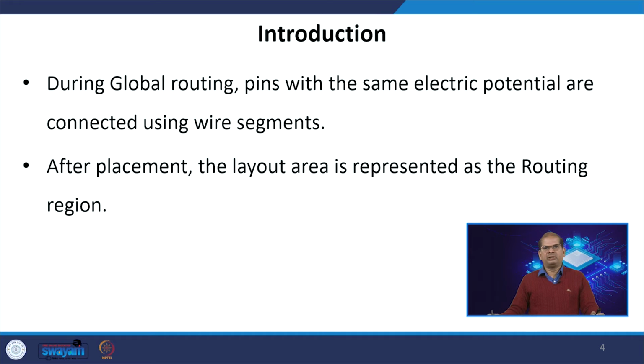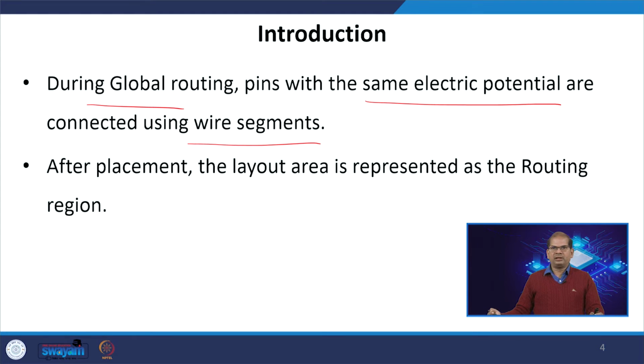During global routing, the pins with the same electrical potential are connected using wire segments. After the placement is complete, the layout area is represented using some routing regions. We will discuss what routing regions are in this lecture. The routing region is useful for creating the routing tracks and connecting all the interconnects.